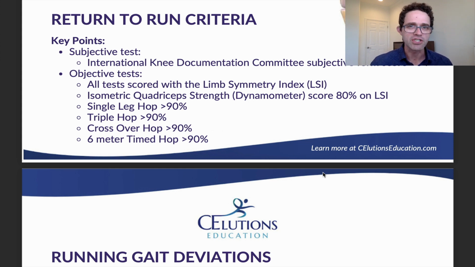And there is some research that came out recently that even shows that a lot of these hop tests and a lot of these criteria for testing are actually overestimating the strength of the quadriceps. So that's why when we single the measurement out on a dynamometer, we can see that over 80% is great, but we want to see at least that 80% mark on the LSI. The hop test or the hop cluster is a little different. The single leg hop, triple hop, crossover hop, and 6-meter timed hop. We want to see all of those are over 90%.